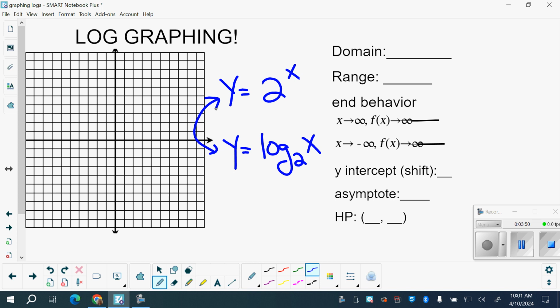So some teachers teach all log graphing as rewriting. It's a pain in the butt. So I think transforming is the smarter way. But we're going to see how to do this.